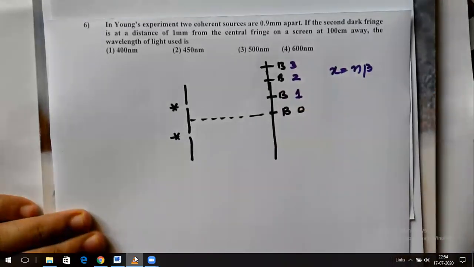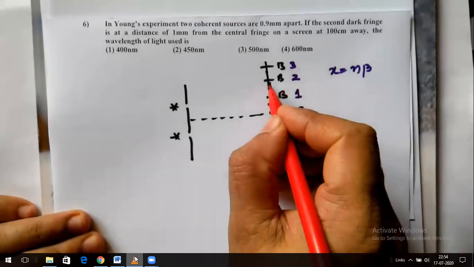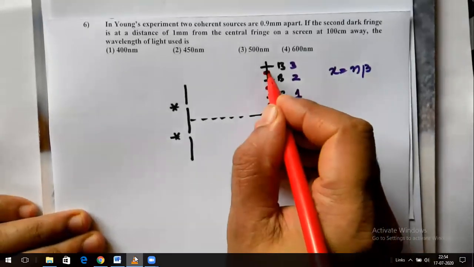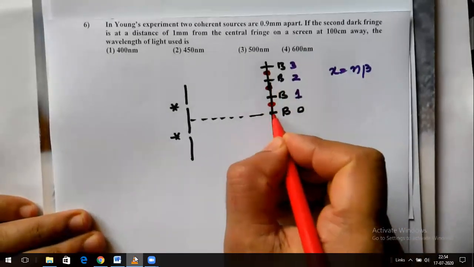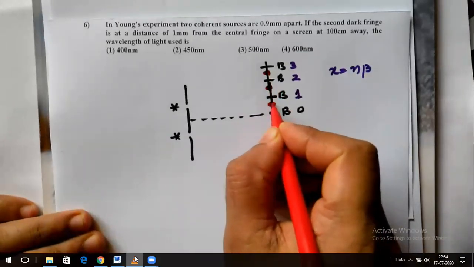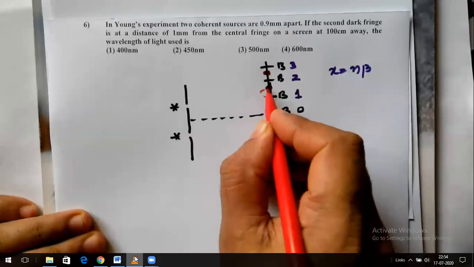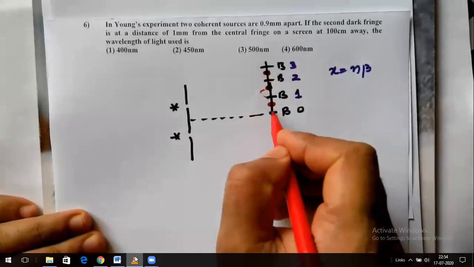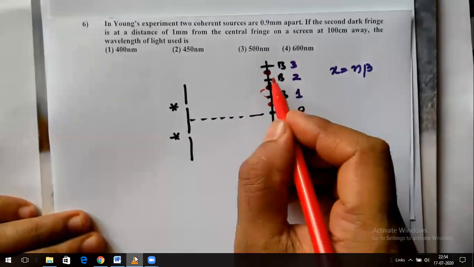Now, suppose I mark the dark fringes in red color like this. This is the first dark fringe, this is the second, this is the third, and so on. There is no central dark fringe. The first dark fringe is situated at a distance of half beta. So the second dark fringe is at a distance of 1.5 beta, 1 plus half. What about the third dark fringe? 1 beta, 2 beta, and 2.5 beta. So the third dark fringe will be at 2.5 beta.